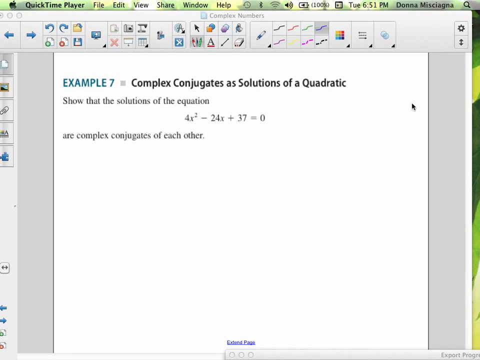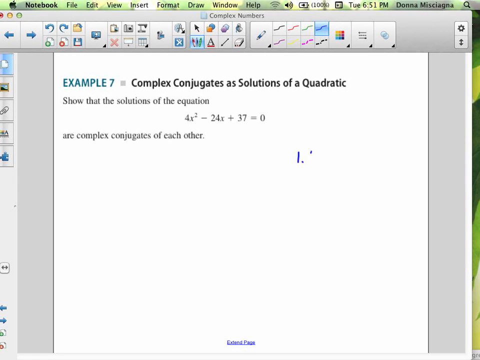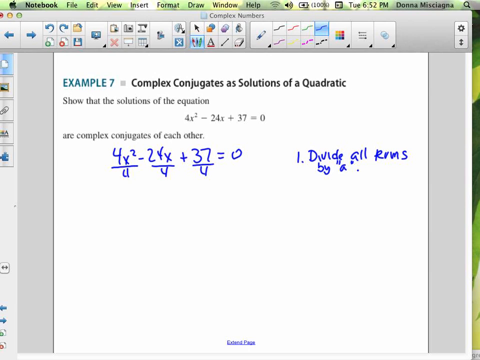Let's use completing the square on this one. It's not too bad for completing the square. So if we're solving using completing the square, the very first thing we're going to do is divide all terms by a. So we'll divide everything by 4. So we have 4x squared minus 24x plus 37 equals 0. Divide by 4.